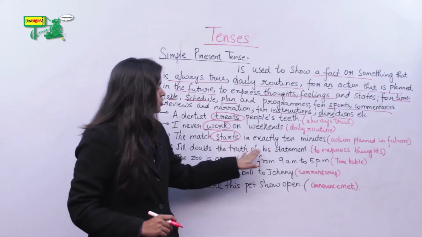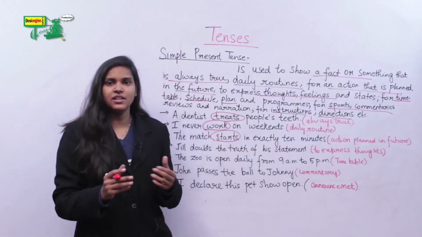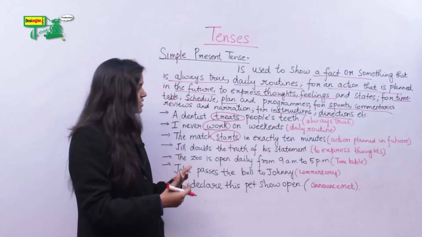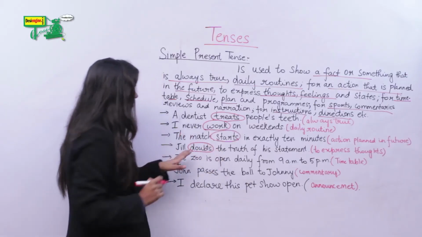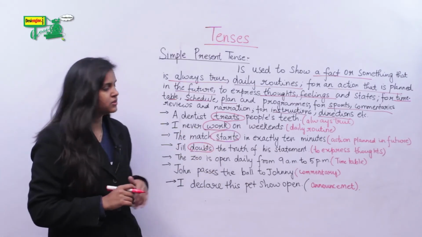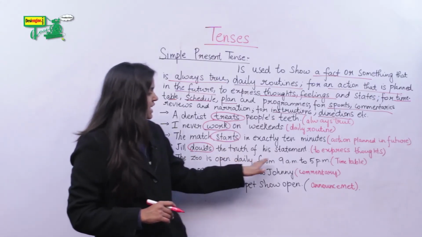Jill doubts the truth of his statement. This is a sentence which expresses a thought. Therefore, usage of simple present tense, doubt.